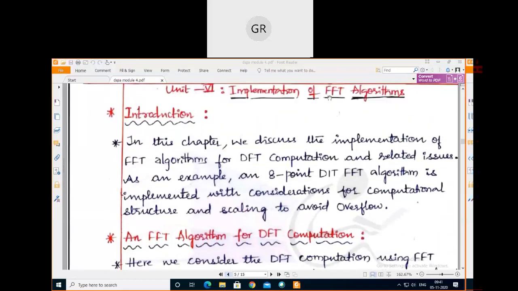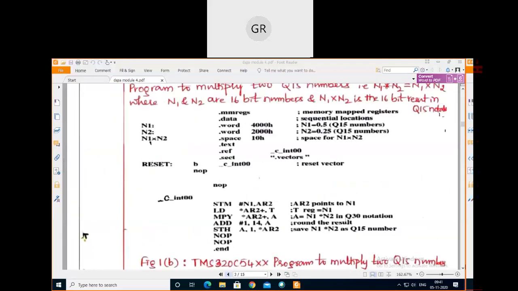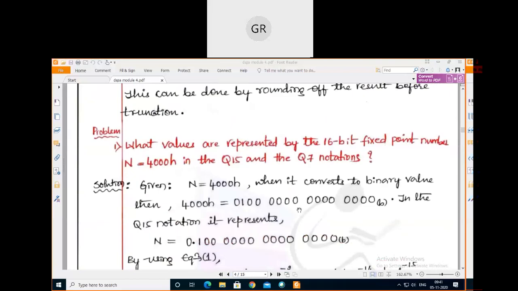In the next module, we are discussing the implementation of FFT algorithms. In the next chapter of this same module, implementation of FFT algorithms, this program is also very important. Please practice it. Please go through the logic, how he has written this program.